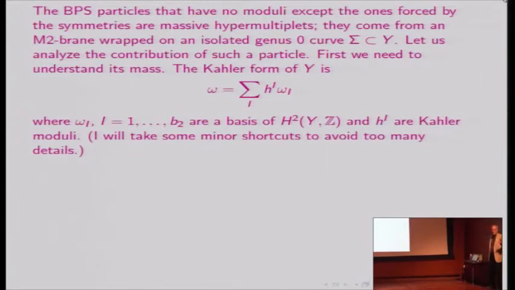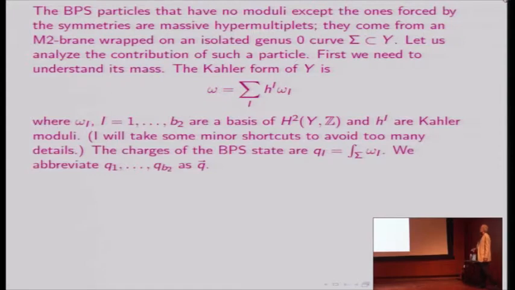I'm going to take some very slight liberties to avoid some details. The charges of the BPS states are its winding numbers, Qi, which are the integral over the world sheet of the M2 brane of omega I. We abbreviate the whole set of charges as Q vector, which I called D vector at the beginning of the lecture in the topological field theory language, but now we want to think of them as charges by which the particle couples to gauge fields, so I prefer to call them Q.